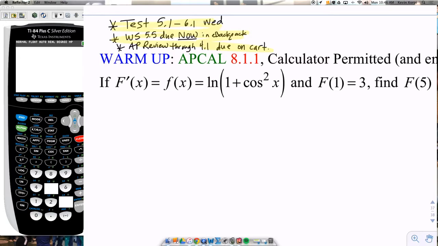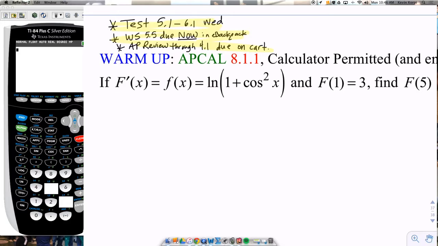And we want to know what we accumulated from the starting position, which is at x equals 1, to x equals 5. Without a calculator, what you might do is find the antiderivative using the indefinite integral, put plus c, and then use your initial condition to find the value of c. Now that you have your function, you can plug in a 5. The only problem is that that method requires the antiderivative of the natural log of this, which, guess what? We're not going to be able to find. So for a problem like this, the only way to do it is numerically.